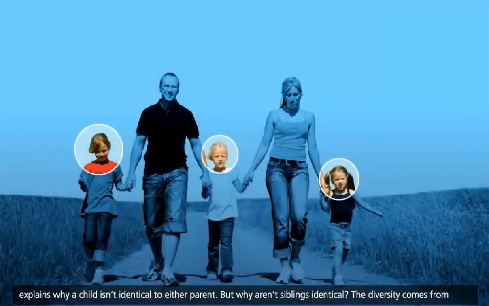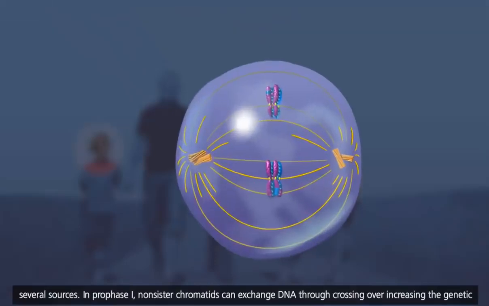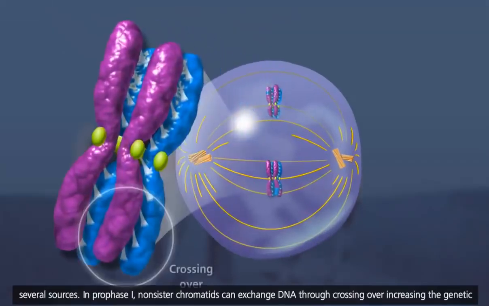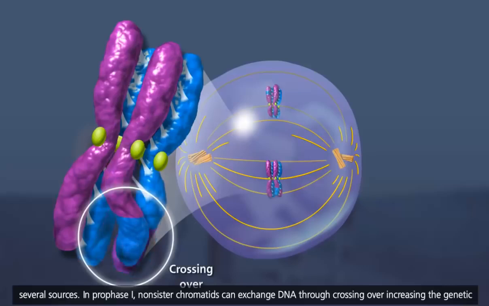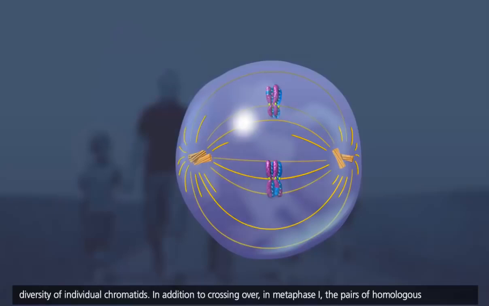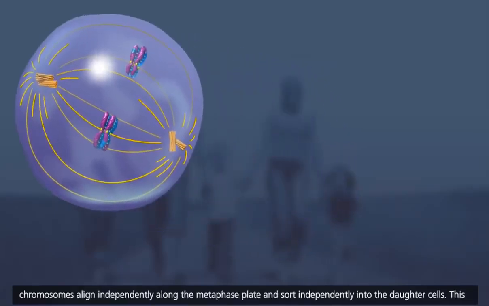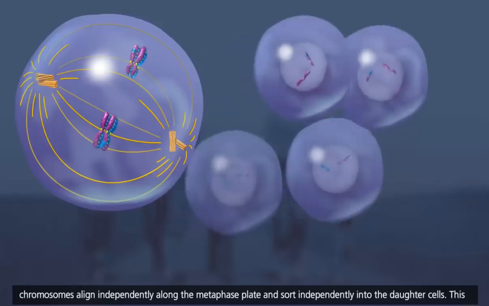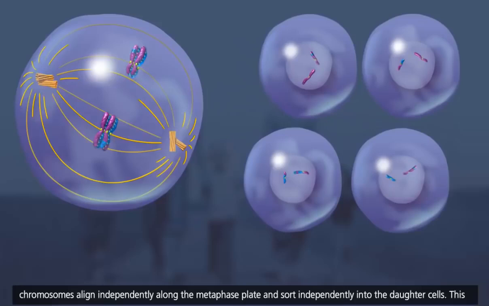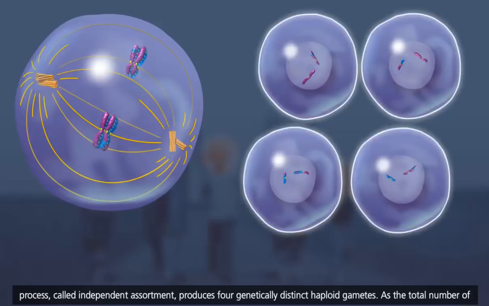But why aren't siblings identical? The diversity comes from several sources. In prophase I, non-sister chromatids can exchange DNA through crossing over, increasing the genetic diversity of individual chromatids. In addition to crossing over, in metaphase I, the pairs of homologous chromosomes align independently along the metaphase plate and sort independently into the daughter cells. This process, called independent assortment, produces 4 genetically distinct haploid gametes.